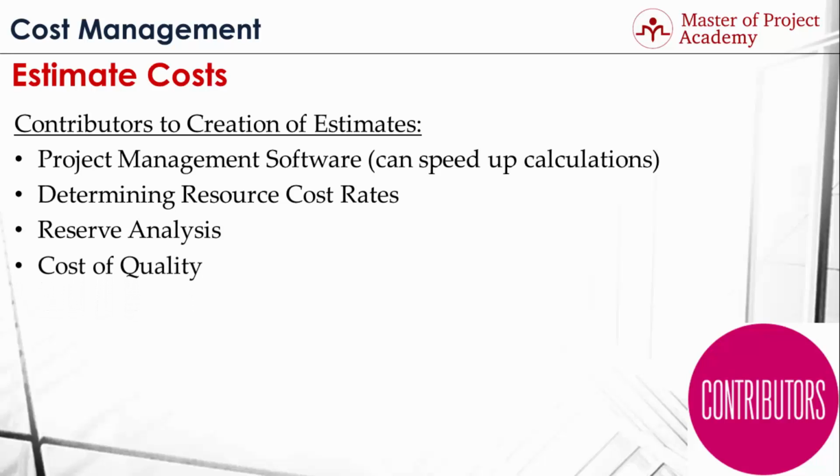cost of quality. Each project will have quality requirements as well. Depending on the quality requirements of a project, cost of activities will differ respectively. For a higher level of quality, it is expected that a higher amount of budget will be needed to meet those quality requirements. Therefore, quality requirements of the project will be a critical aspect affecting project costs. During this lecture, we've gone through the contributors to creation of estimates. During the next lecture, we'll go over accuracy of estimates.